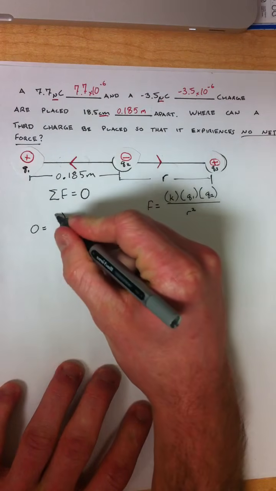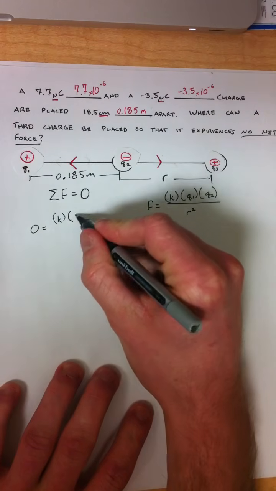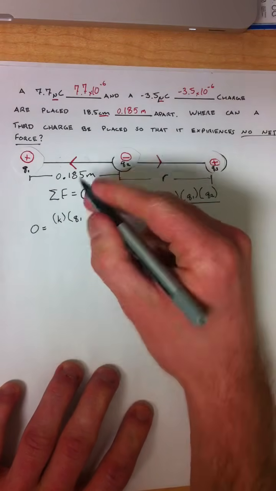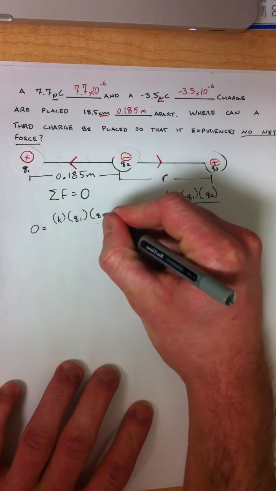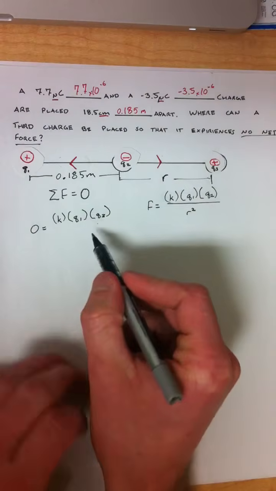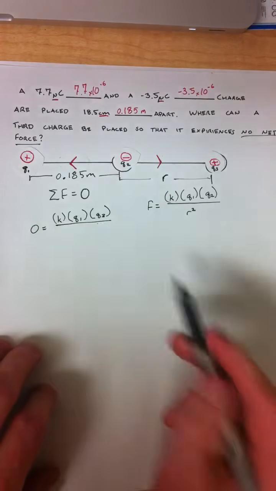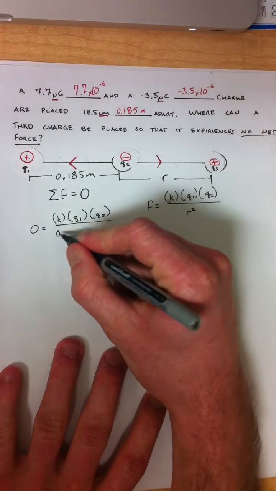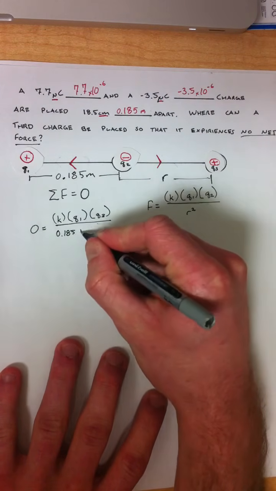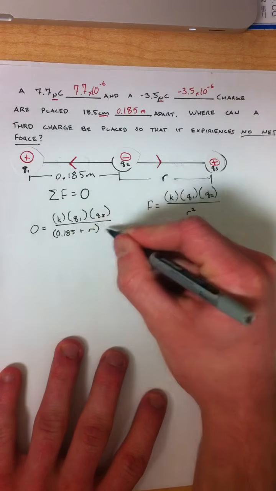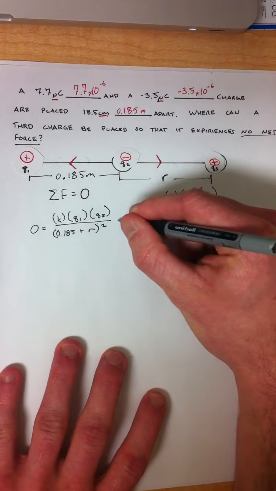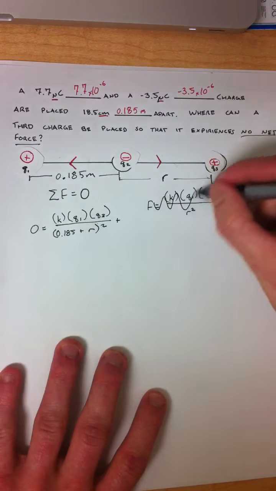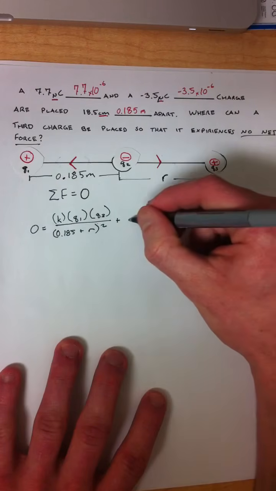So K times Q1, and the force is experienced on Q3, so we're going to go ahead and multiply by Q3 and divide by the distance from Q1 to Q3, which is this distance 0.185 plus r. Then we're going to square that whole distance. And then we're going to add that to this other force that we're experiencing. Sorry, I'm running into my own numbers over here. Don't forget about that guy for now.